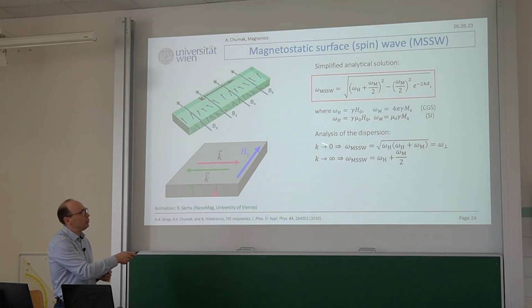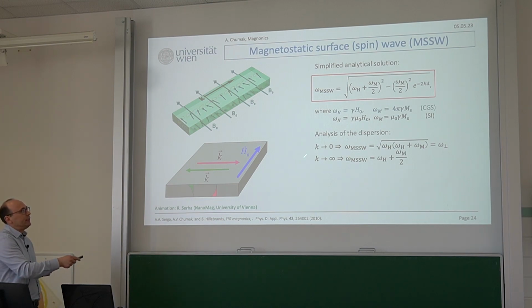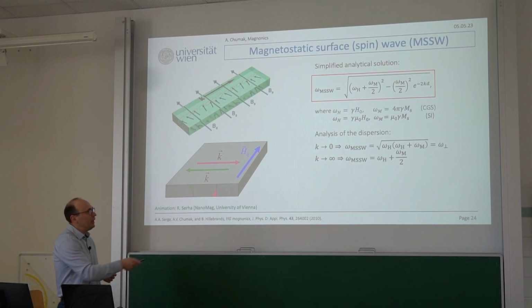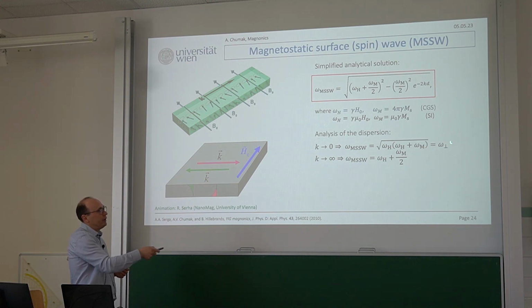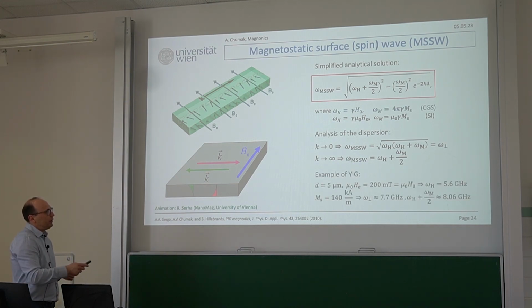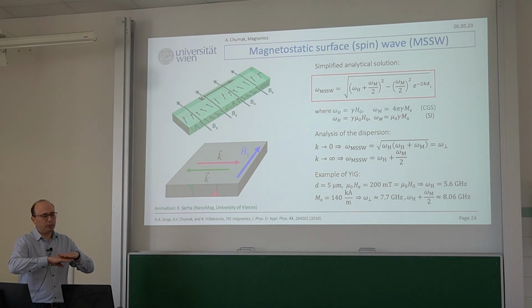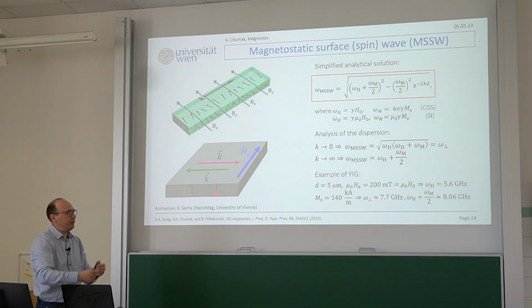But things change when you start to change k. Because in this case, from this analytics, you can get a formula for the spin wave, and the frequency for this limiting case will be omega h plus omega m over 2. And this value is already larger than omega perpendicular. For example, again with our example, you have seen for backward volume that the frequency omega h is 5.6, and 7.7 gigahertz we had already, and omega h plus omega m over 2 is equal to a bit more than 8 gigahertz. So it means that now the frequency of the wave increases with increase in k.